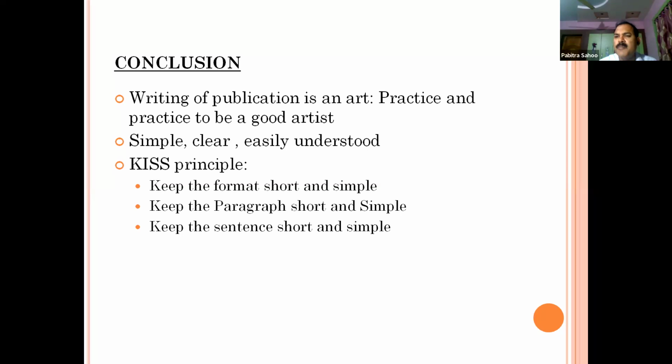Let it be rejected. If it is rejected, it's a good thing. You will get recommendations from different reviewers about the lacunas in your article. The reviewer in the first journal will point them out. When you correct them, you know what weapon you have now. Then submit to another journal. That may lead to another rejection. Don't be disheartened. Again, correct it, then submit to a third journal. This way you can proceed in writing. Always practice, practice to be a good artist.